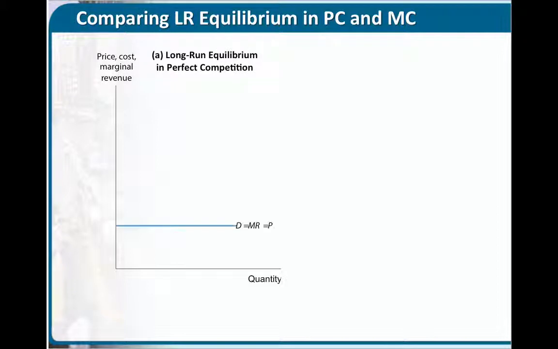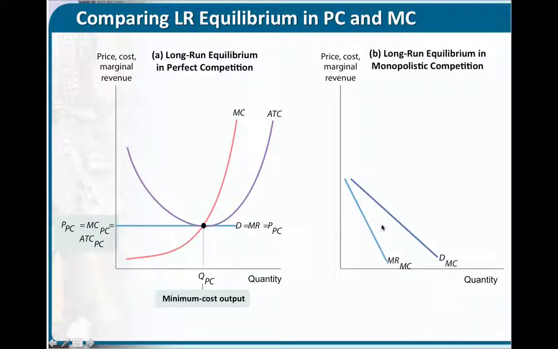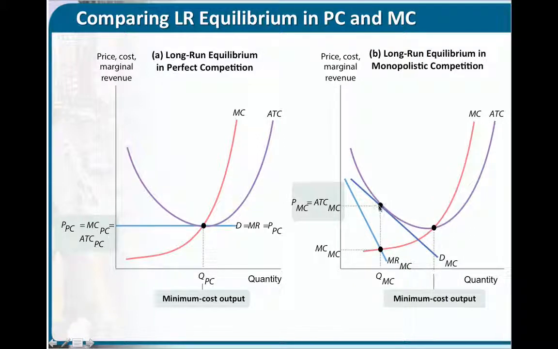And we're going to contrast that here. In the long run, in perfect competition, price equals marginal cost equals marginal revenue equals average total cost, all at this point. In monopolistic competition, price equals average total cost here, but marginal revenue equals marginal cost down here. This point over here is where minimum cost would be, and that would be the outcome in perfect competition. But in monopolistic competition, you could call it inefficiencies in the market.